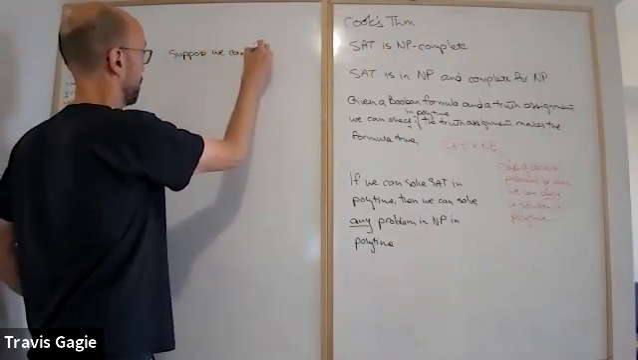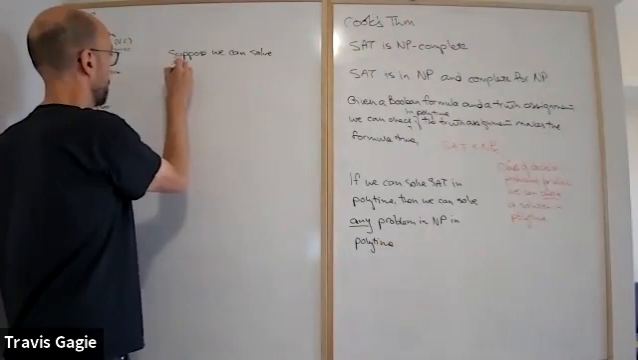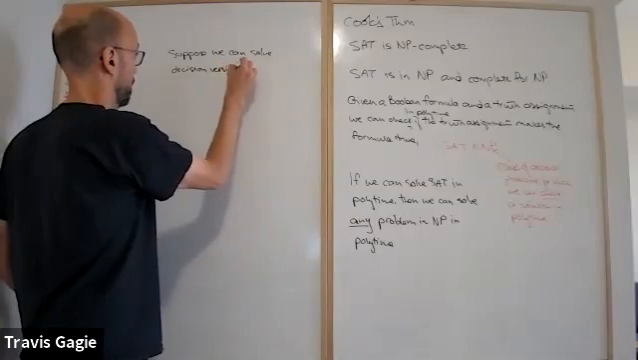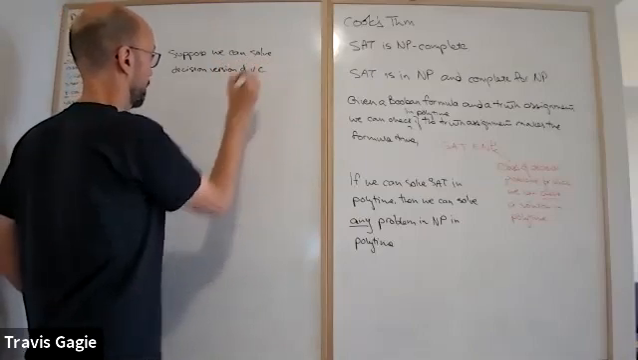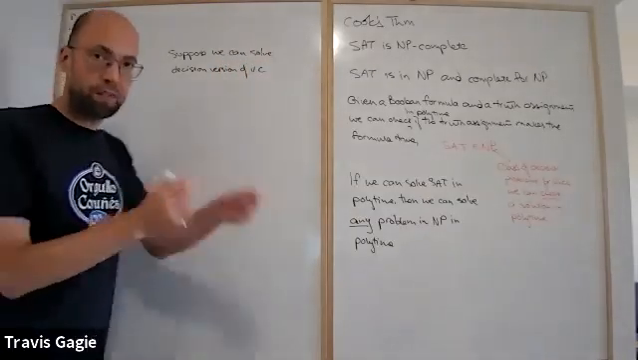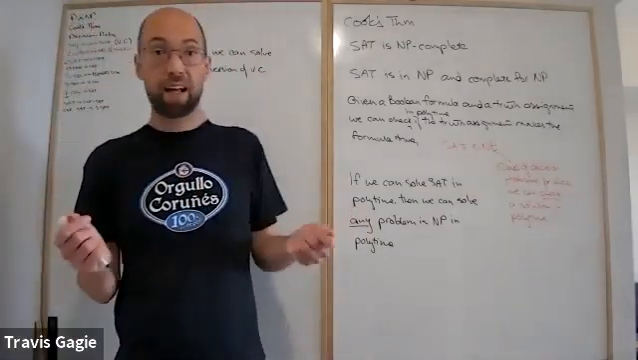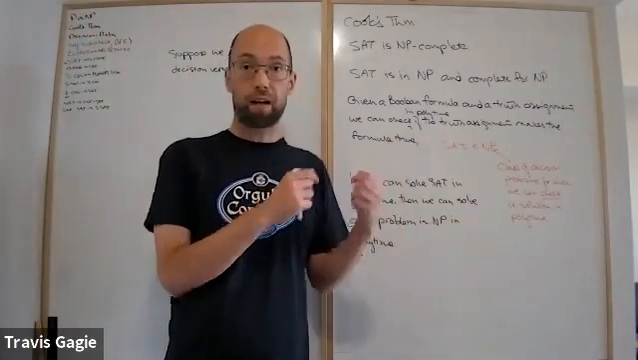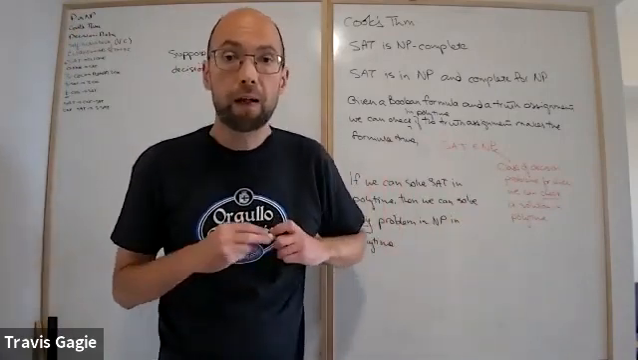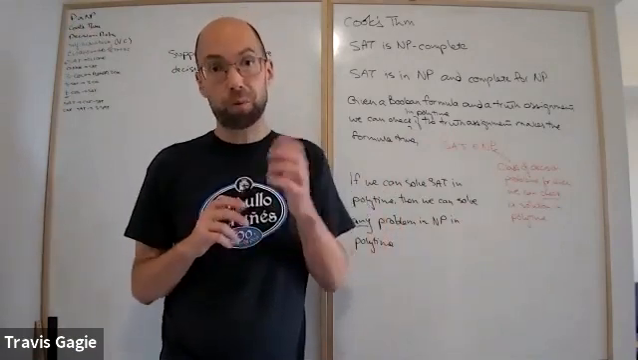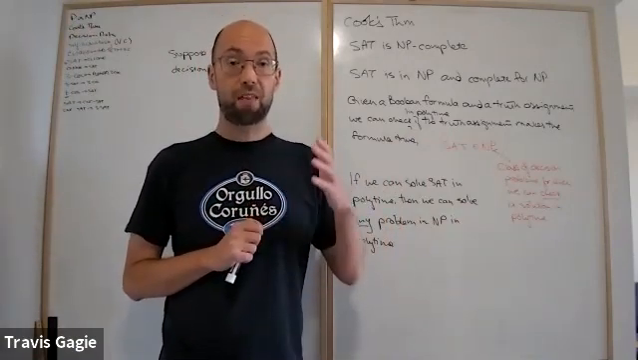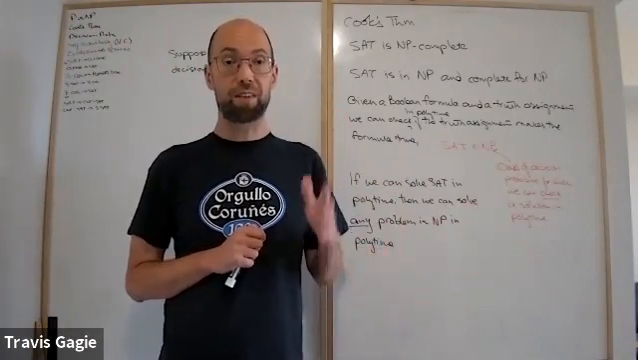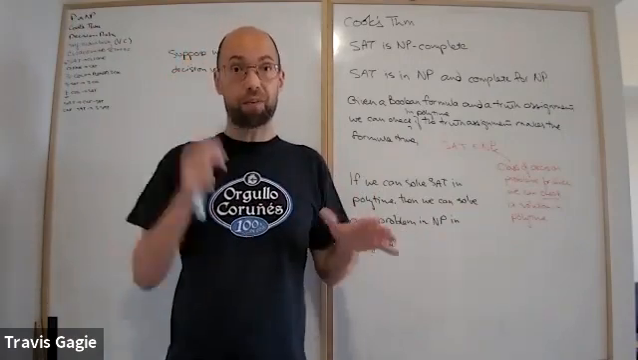So suppose we can solve the decision version of vertex cover, VC. That means they give us a graph and a K, and we have this algorithm that tells whether or not the graph has a vertex cover of size K. Yes, well, that's what we think. We think that solving is harder than checking, right? We think that P is not equal to NP.